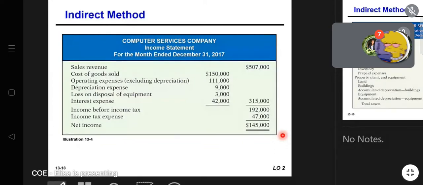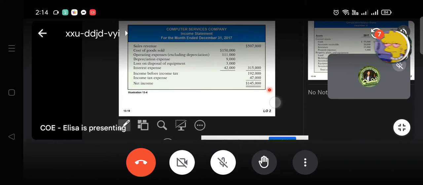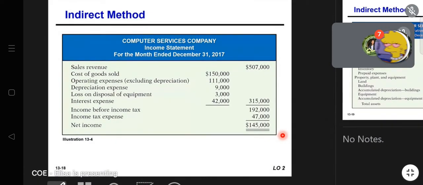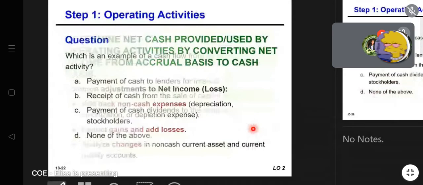Without the depreciation expense, how much should the net income be? 154. 154. Because this is non-cash, assuming this is cash, this is cash, this is cash, so that is the 145. But it is non-cash, meaning you did not pay for this. So your net income using the cash basis should have been 154. So we add it back.